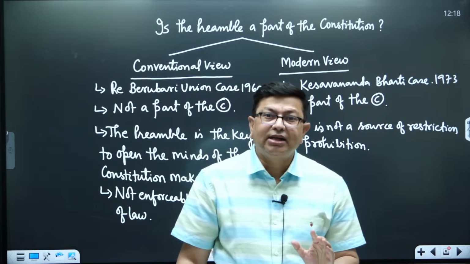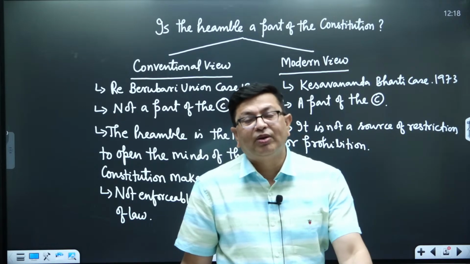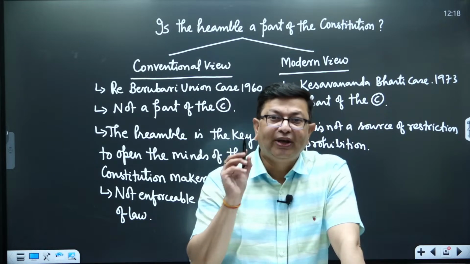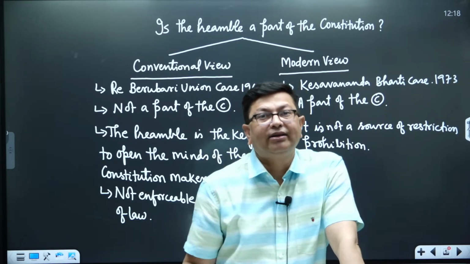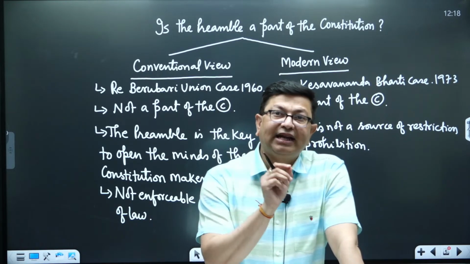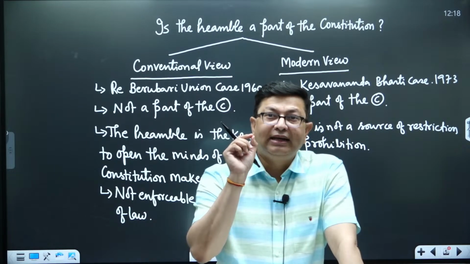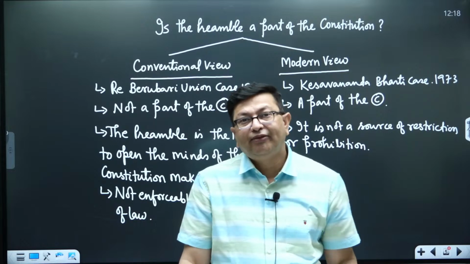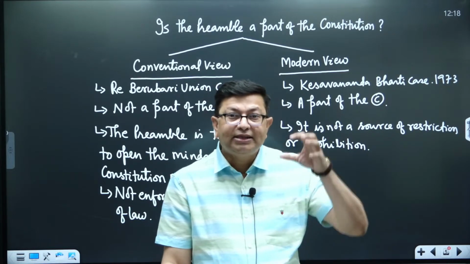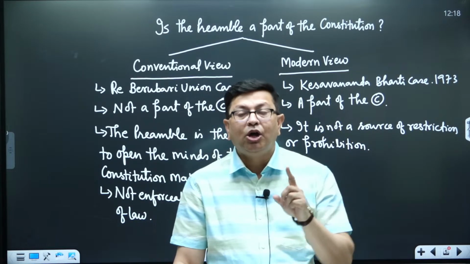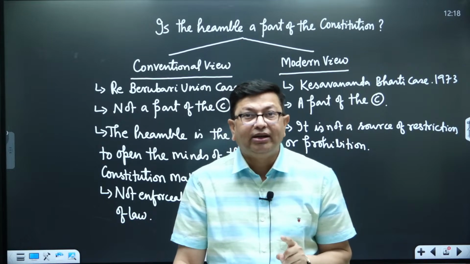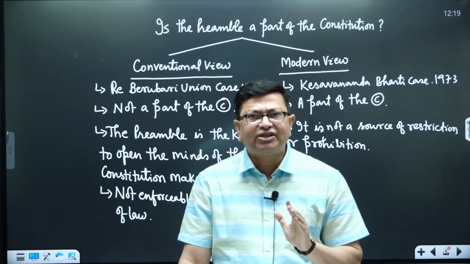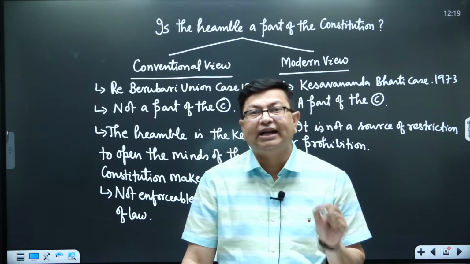In the examination, the UPSC is not going to ask you a question based on the name of the case, but which of the following statements is correct. So the correct statement here is that it is not a source of restriction or prohibition. If you talk about the preamble, it is not imposing restriction on any organ of the government that you are not supposed to do this. So it is not a restriction or prohibition. This will be the correct statement.